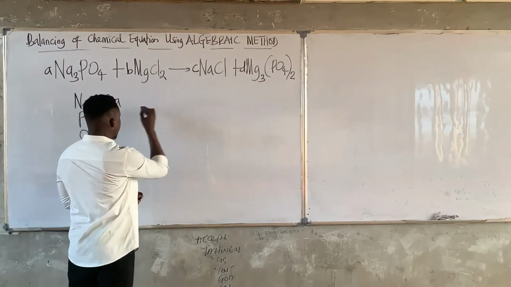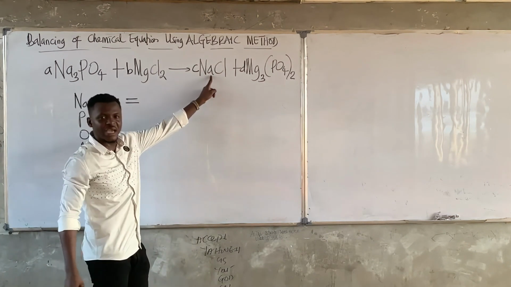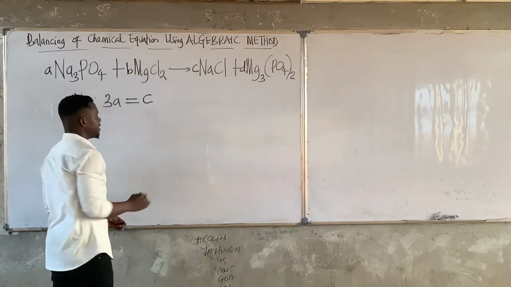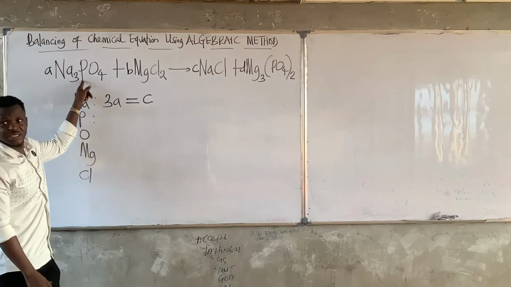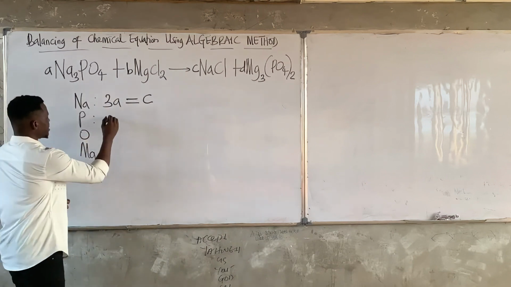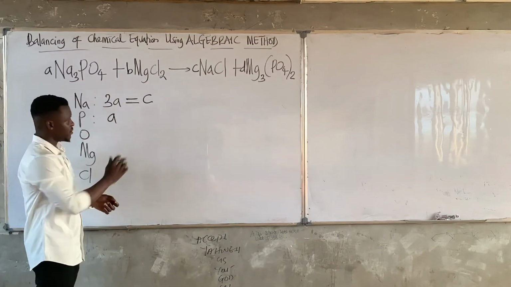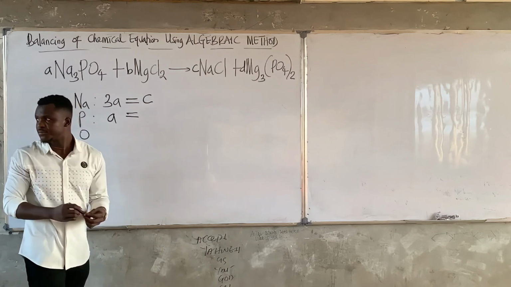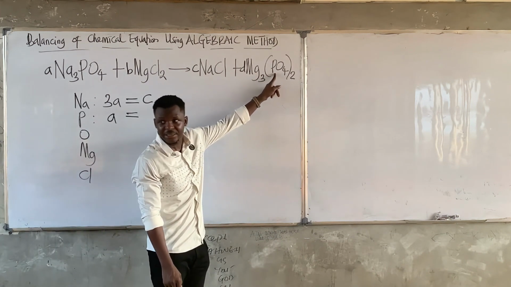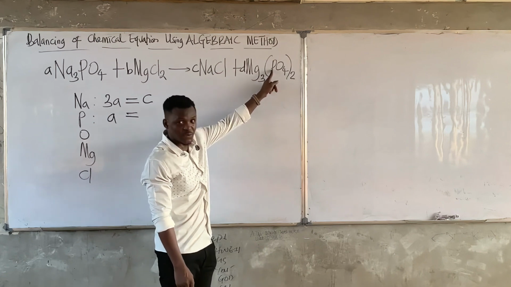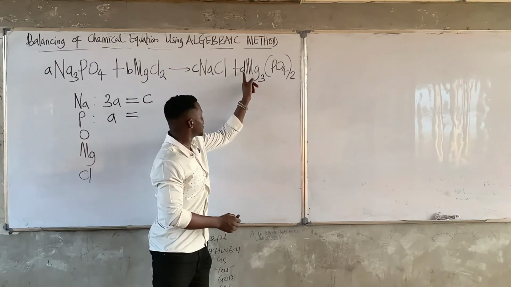Move down to the product side. How many sodium can we find here? 1. 1 times C is C. Now how many phosphorus can you see here? It is 1. 1 times A is A. This is equal to, for phosphorus here, you can see phosphorus is 1 inside the bracket. Now this 2 is affecting this phosphorus, so this becomes 2 times D.